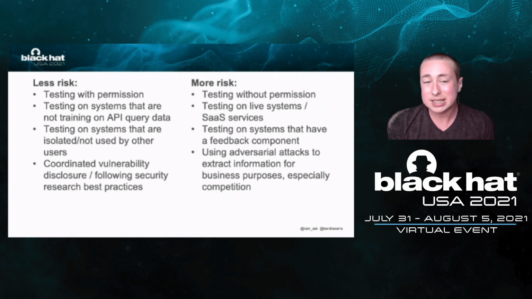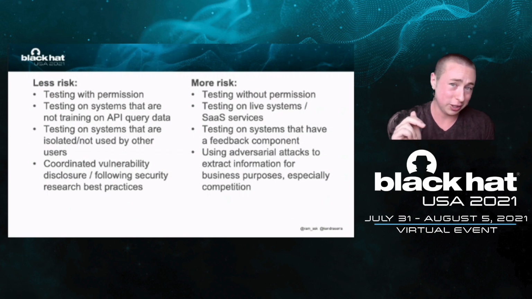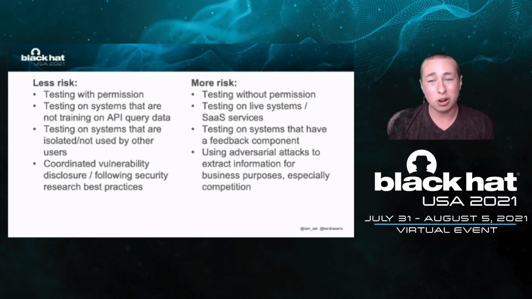More risk: testing without permission, testing on live systems, including software as a service, and testing on systems that have a feedback component. Again, you're not always going to know whether the system is continually training on the inputs, but if you do know that it is, testing a poisoning attack could really screw up things for other users, and that's going to be much more legally risky. And then finally, the overall thing that I want to communicate in terms of legal risk is that if you're using adversarial attacks to extract information for business purposes, especially competition, that increases your risk quite significantly. So that's for my security researcher friends.